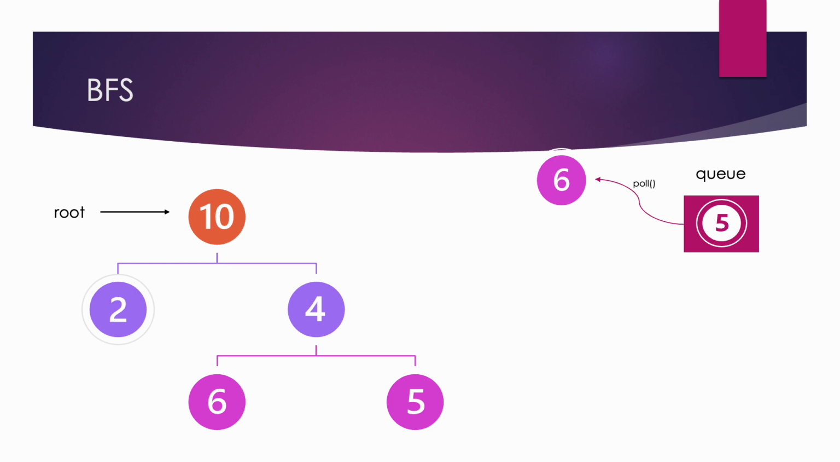Now when we poll from the queue, our node with value 6 comes out. We're going to check if it has a left child. It does not have one. And we're going to check if it has a right child. No. So we have nothing more to add to the queue. Now when we poll from the queue again, 5 comes out. We check if it has a left node. It does not have a left node or a right node either, so we have nothing to add to the queue. And now there is no next iteration because our queue is empty, so we have nothing more to traverse.